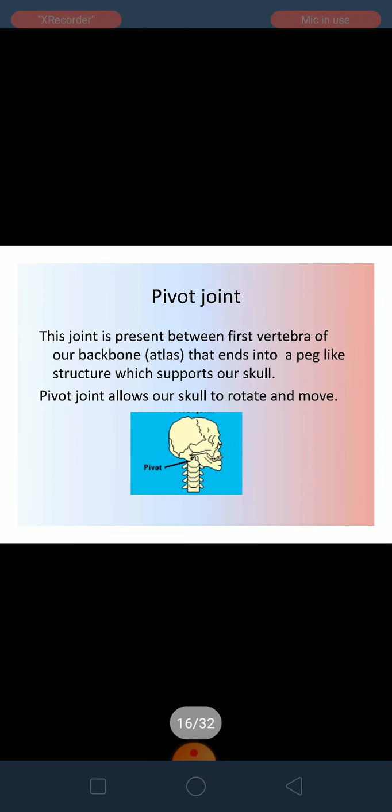Pivot joint is present between the first vertebra of our backbone, that is the atlas vertebra, which supports the skull. It allows our skull to rotate and move. You can try to look here and there, left to right, right to left. This is your pivot joint.